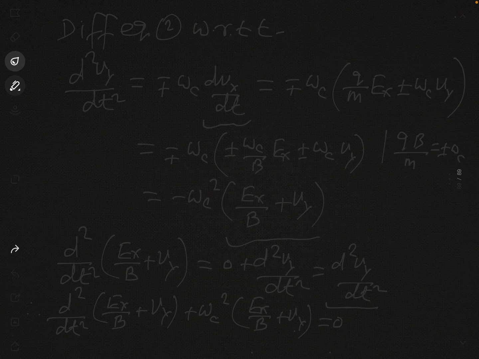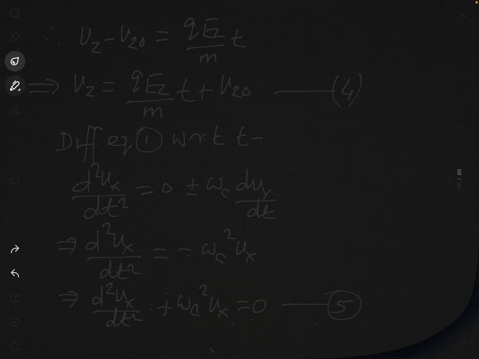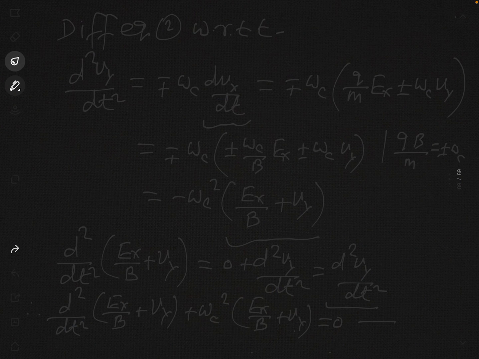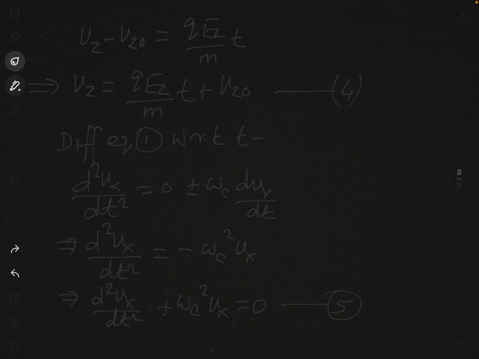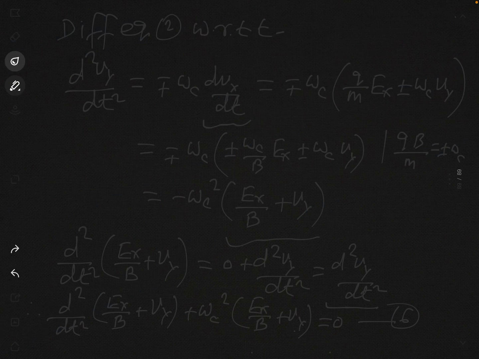What will be the equation number? Actually, this will be equation number 6. So now you can see that the two equations, equation 5 and equation 6, which we have just obtained here, are simply equations of simple harmonic motion. And so these two equations represent the Larmor gyration as in the previous lecture.